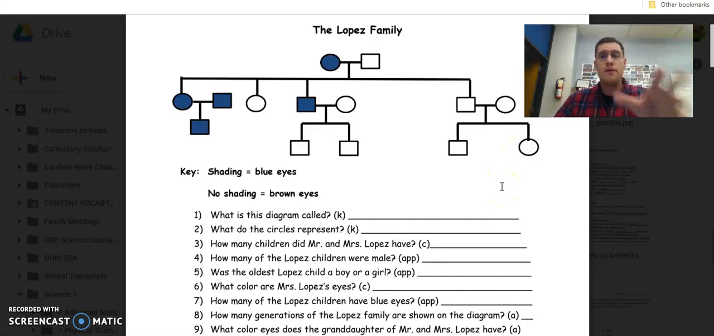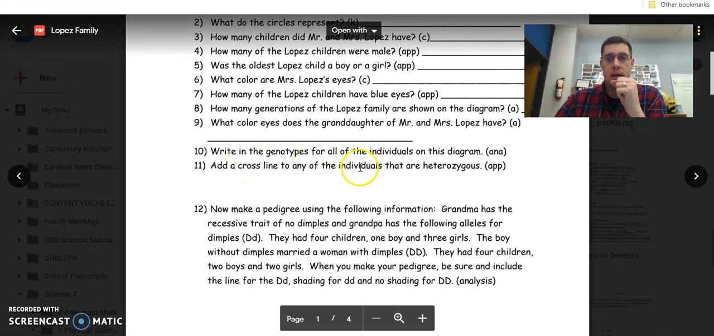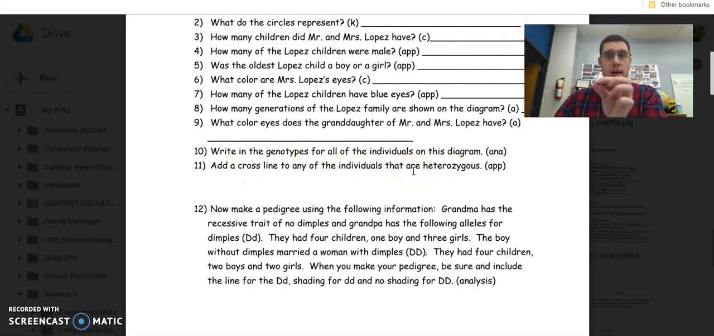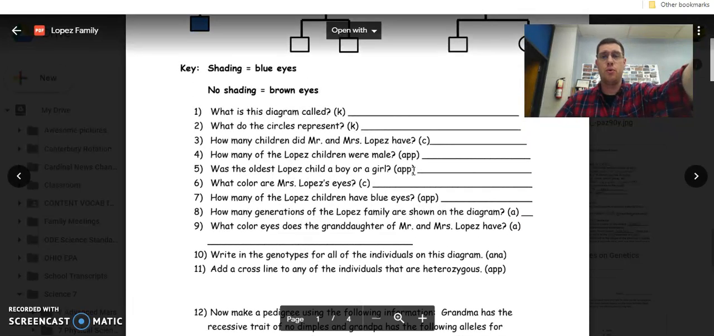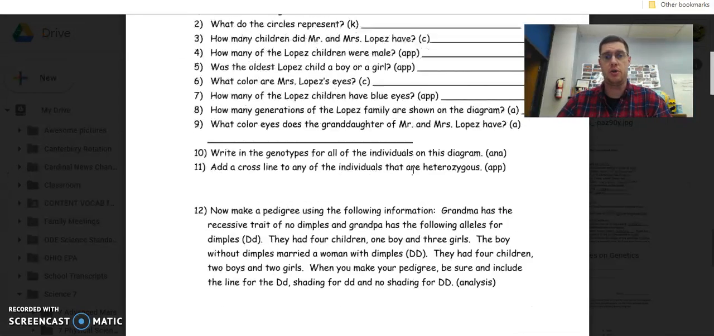Okay, so if you followed along part 1 and part 2 of these videos, you have the entire pedigree now of the Lopez family filled in. You have shading and slashes where they need to be. You have everybody's genotype written out, okay, on these shapes. All right. Add a cross line to any of the individuals that are heterozygous. We did that. A cross line is a slash through the shape, okay? So I have taken you through 1 through 11. Okay, on this first page.